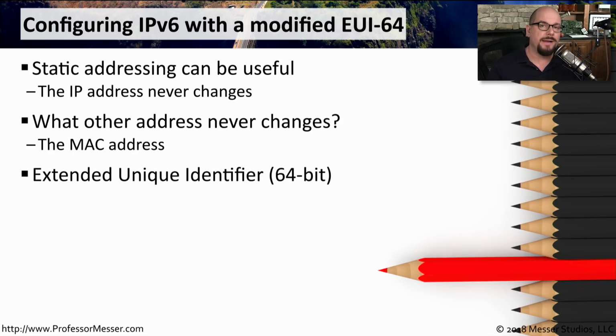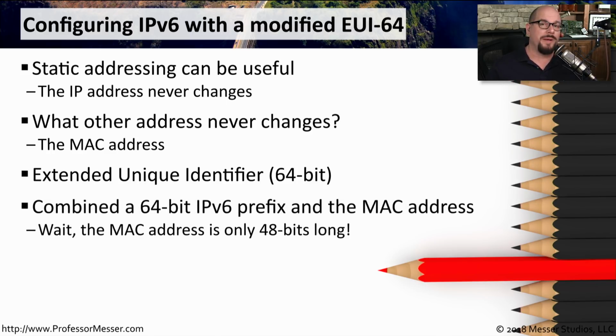We're going to modify this MAC address to create a static IP version 6 address. And this type of address that we're creating is using an EUI-64. EUI stands for Extended Unique Identifier, and it is a 64-bit value. You may have already realized, though, that there is a difference between a MAC address and a 64-bit EUI address.